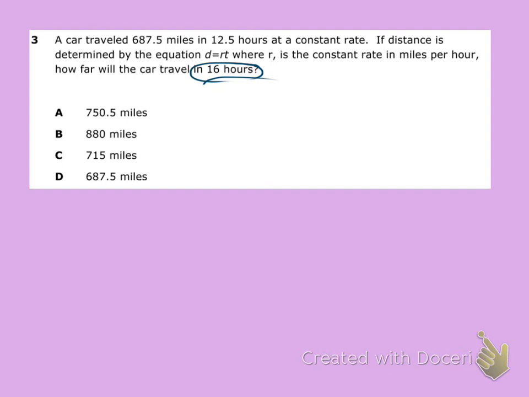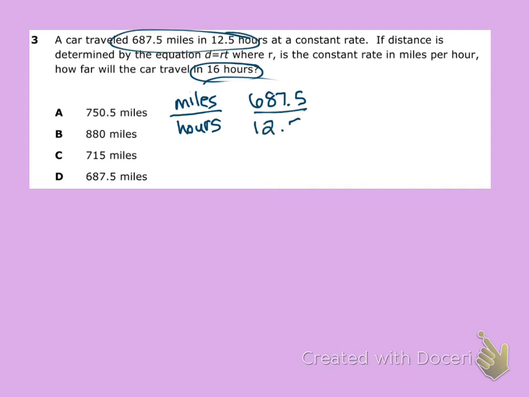So, we want to set up a ratio here where it's miles. It's talking about miles and hours, right? So, the first miles that it has is 687.5 miles. And how many hours did that take? It took 12.5 hours. Equals, and this is the part that we need to find out.